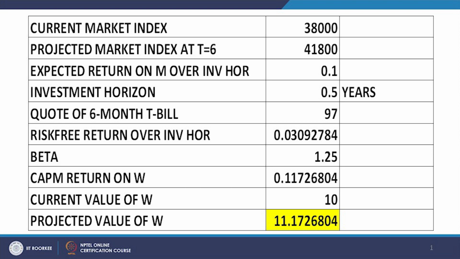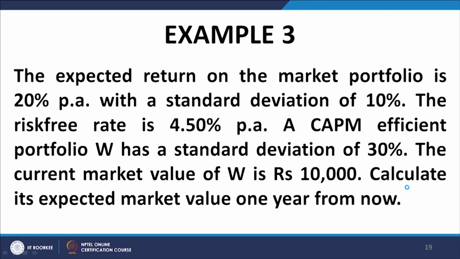11.1726 million. Then another example, the expected return on the market portfolio is 20% per annum with a standard deviation of 10%. I repeat, the expected return on the market portfolio is 20% per annum with a standard deviation of 10%. The risk free rate is 4.50% per annum. Please note this point, this is 4.50% per annum.